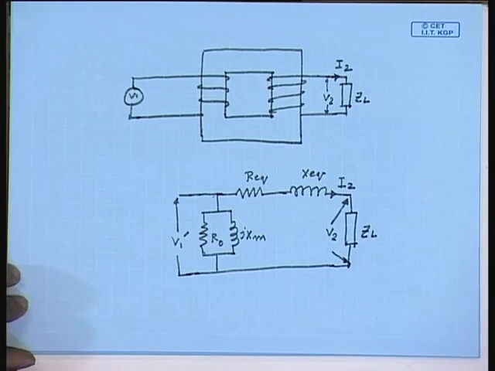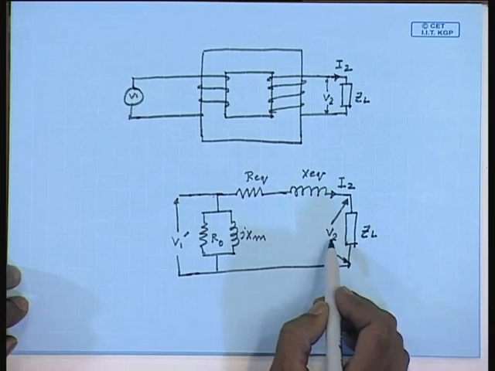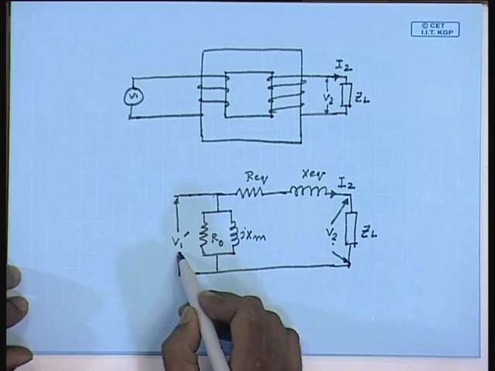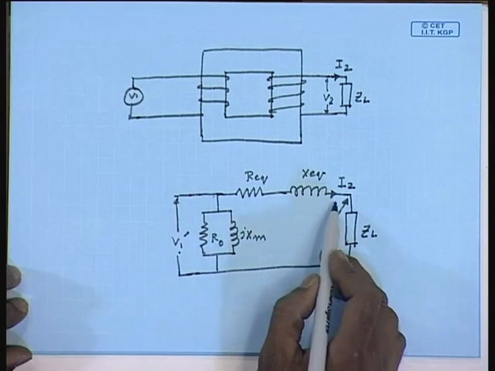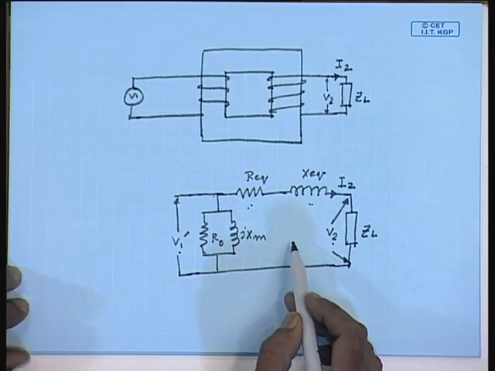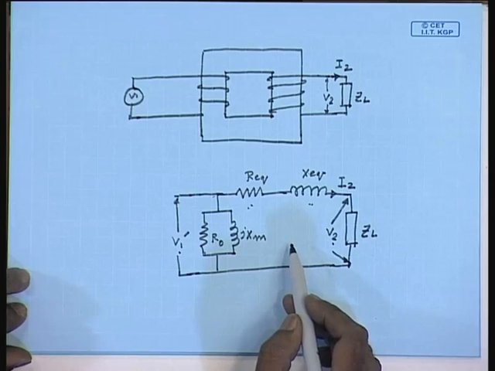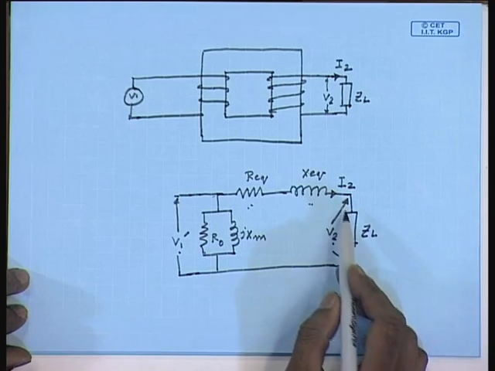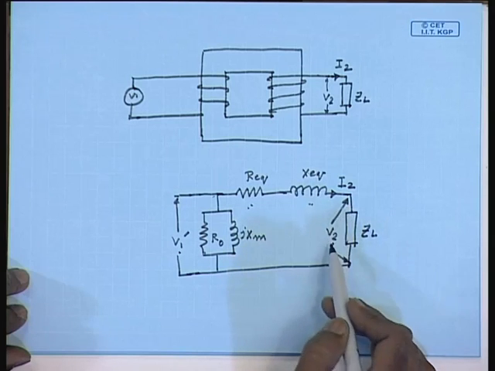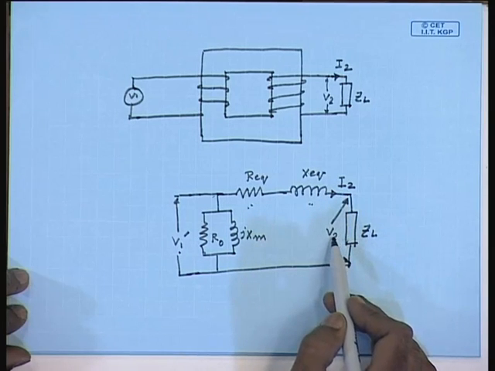Obviously, V2 dash is not the same as V1 dash for all values of load current. This is due to the drop in the series impedances. Also, it will depend not only on the magnitude of I2, it will also depend on the phase angle of I2 with respect to V2.